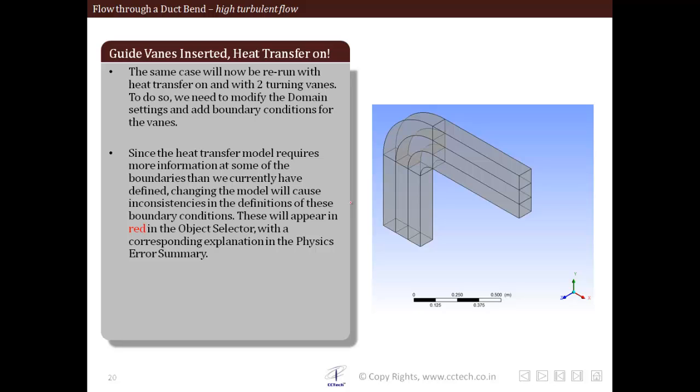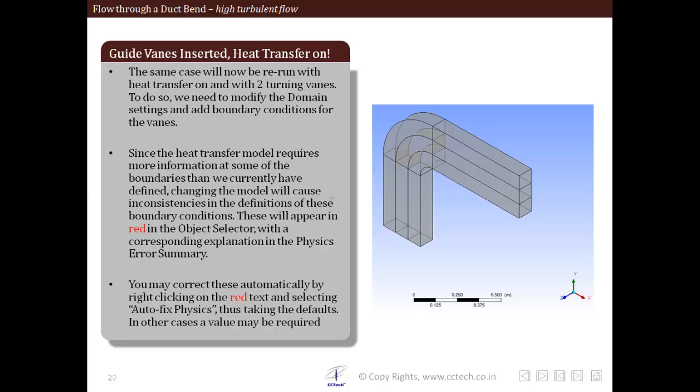These will appear in red in the object selector with a corresponding explanation in the physics error summary. We can correct this automatically by right clicking on the red text and selecting autofix physics, thus taking the defaults. In other cases, a value may be required.